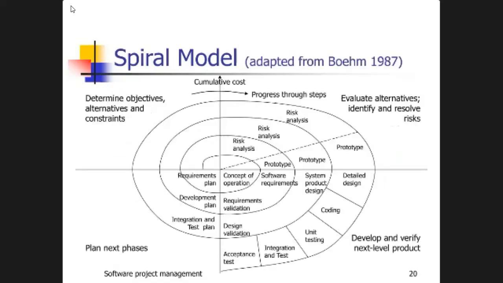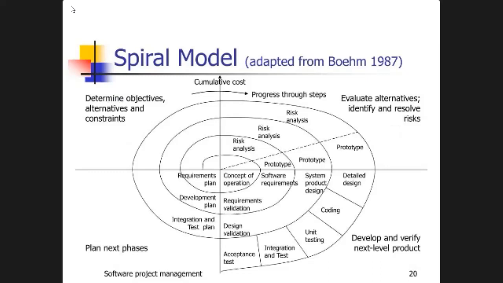Spiral model. In the spiral model, here is the diagrammatical representation where there are four parts considered in the spiral. First one is determine objectives or alternatives and constraints, plan the next phase, develop and verify next level product, evaluate alternatives, identify and resolve risk.